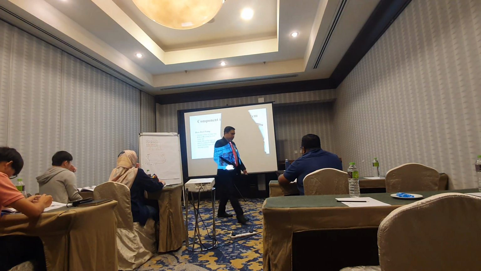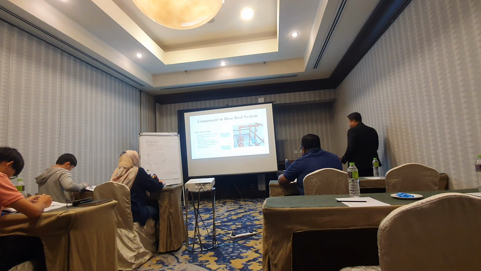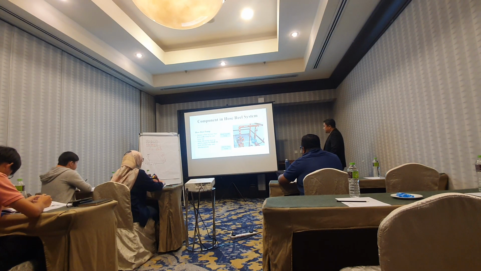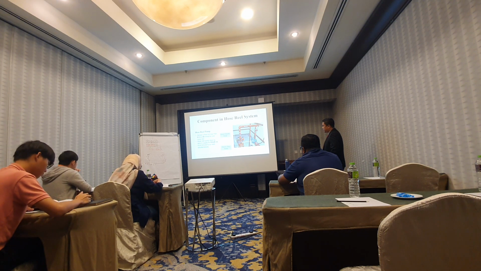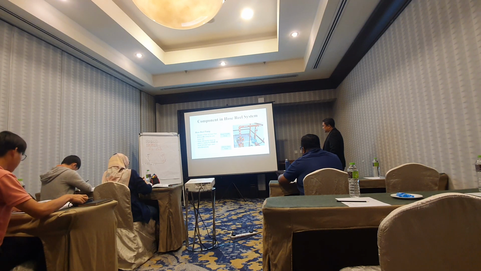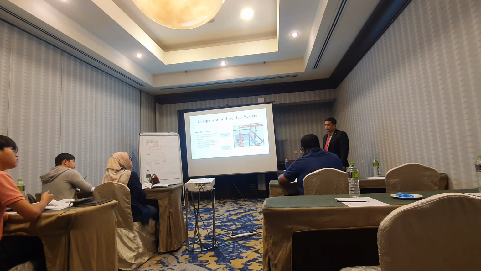For the hose reel pump, it is required to deliver a flow not less than 0.5 liter per second or 30 liter per minute for one hose reel. So, the hose reel pump shall be able to supply for the 4 most remote hose reels simultaneously. Maksudnya, kita buka 4 hose reel secara serentak.